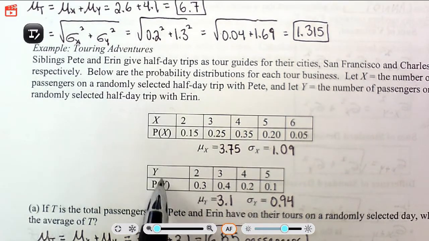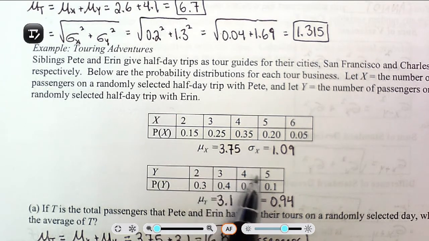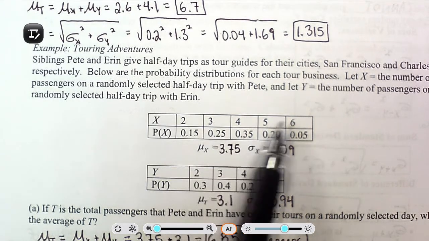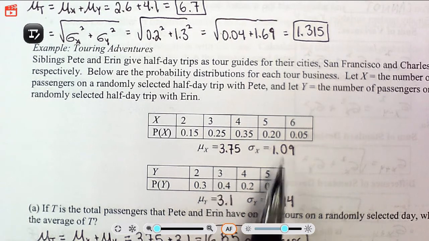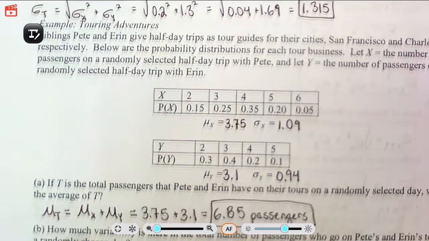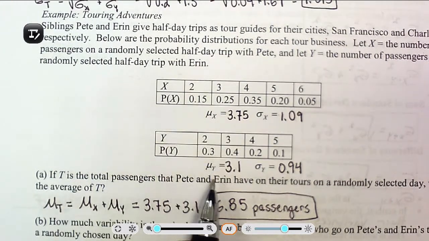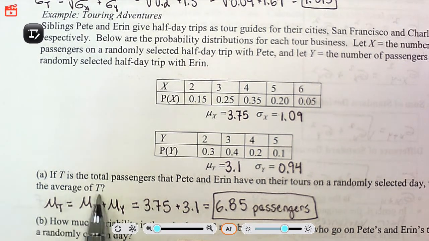So Pete and Aaron do tours of their cities, and they have these many passengers: 2, 3, 4, 5, or 6, and she can only have 2, 3, 4, or 5. So here is their mean and standard deviations. If t is the total passengers that Pete and Aaron have on their tours on a randomly selected day, what is the average of t?